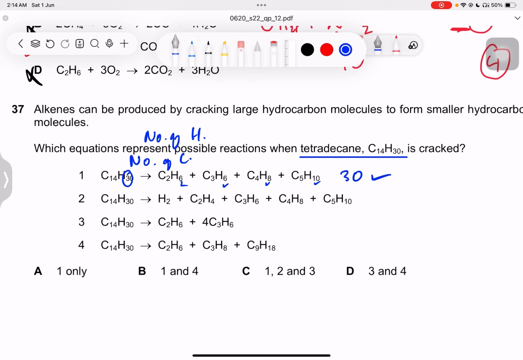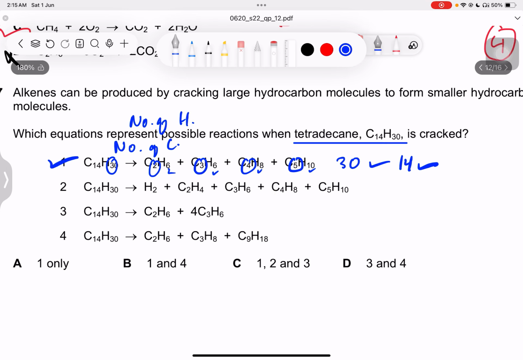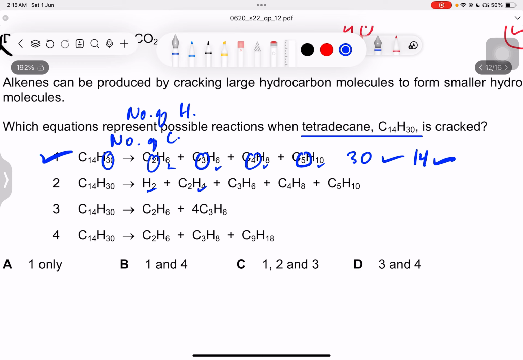So 30 hydrogens are present, and 2, 5, 9, 14, 14 carbons are present. So 1 is correct. Maybe we should directly see the third and fourth one, because if this is wrong, then we'll look at the second, or maybe just go with the sequence. Two hydrogens, four hydrogens, 6, 6, 6, 12, 12, 8, 20, 30 again. Carbon also 2, 3, 5, 9, 14 again. 2 and 4 threes are 12.